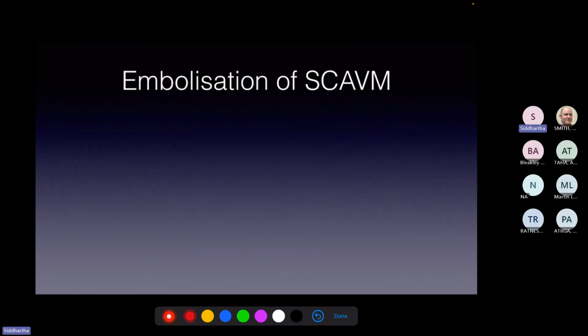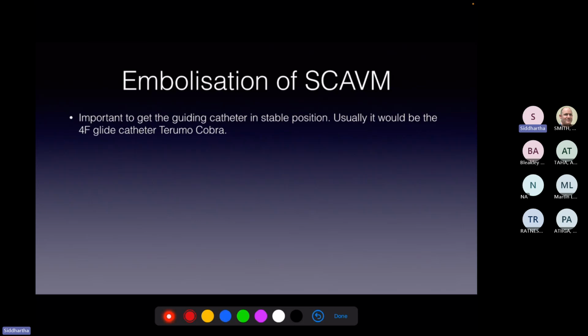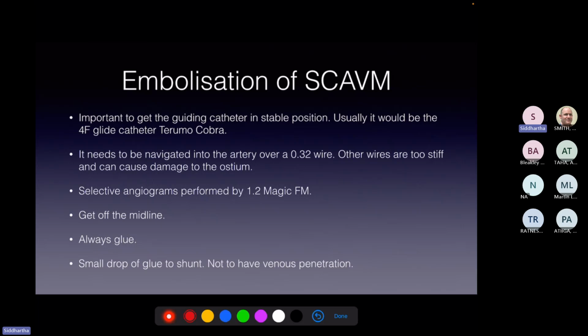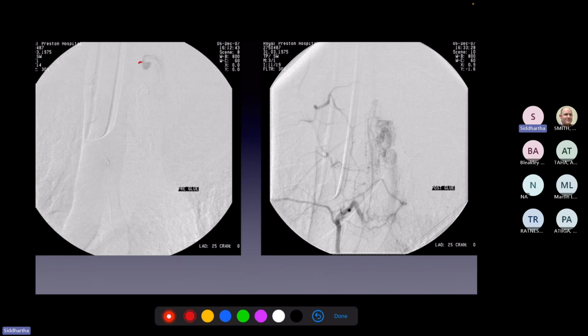So when we embolize, we keep these points in mind. Again, I'm reiterating that we use a 4 French glide catheter, and we navigate the glide catheter into a stable position over an 0.035 wire, and then we use the super selective 1.2 Magic FM. We get off the midline, always glue, and a very small drop of glue. So what we have done here is we have targeted only the aneurysm. That's the tip of the microcatheter, and we have disconnected that aneurysm in the shunt. So this is the post-embolization picture where the aneurysm from here was disconnected.